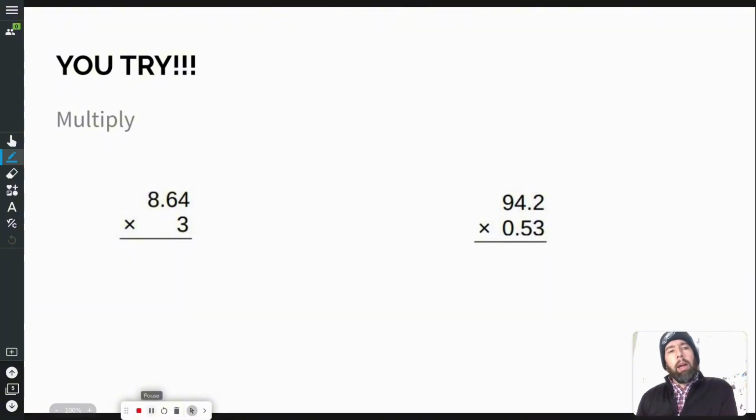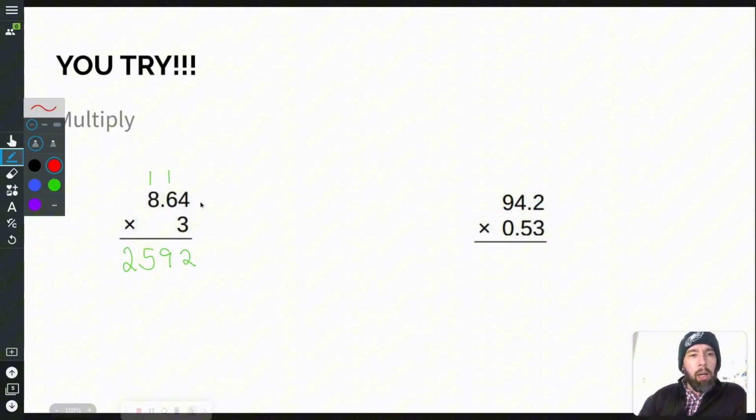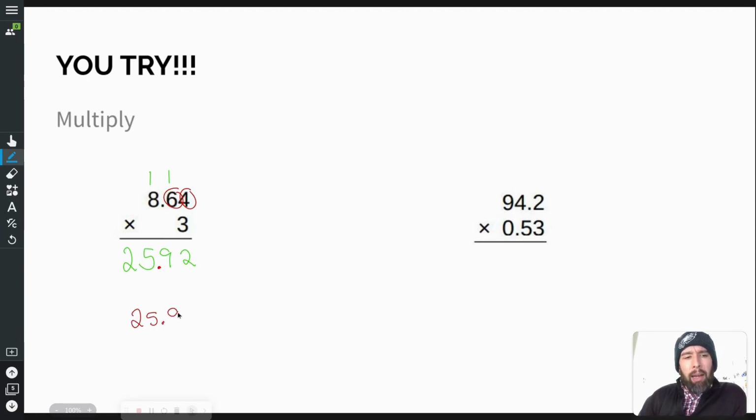Welcome back. All right, so 3 times 4 is 12. Carry the 1. 3 times 6 is 18. 18 plus 1 is 19. Carry the 1. 3 times 8 is 24. 24 plus 1 is 25. Okay, so just one row to deal with there. I've got 1, 2 decimal places. Go to the right, 1, 2, and you get 25 and 92 hundredths. Okay? All right. More.